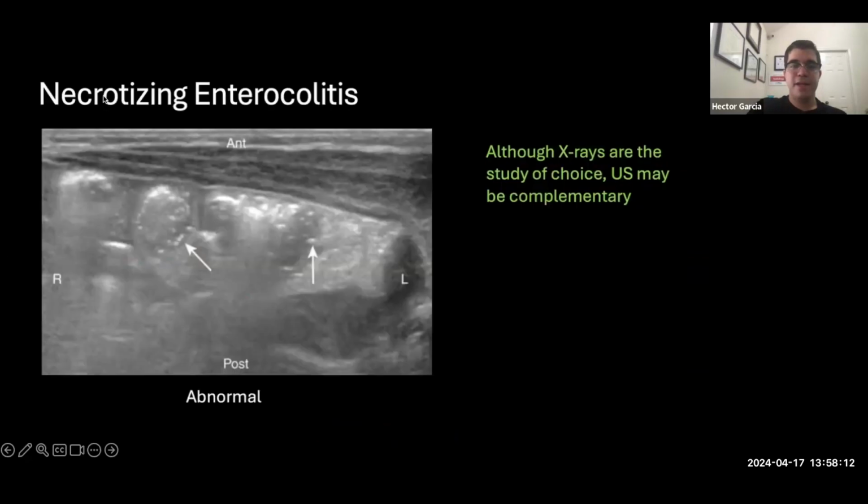Okay, and then necrotizing enterocolitis. Ultrasound is not the first choice for necrotizing enterocolitis, it's X-ray, but we can also see it in ultrasound. So in ultrasound, necrotizing enterocolitis shows white hyperechoic lines, and that indicates air.